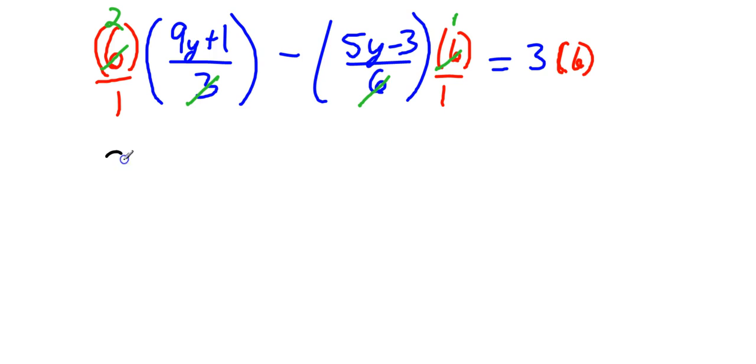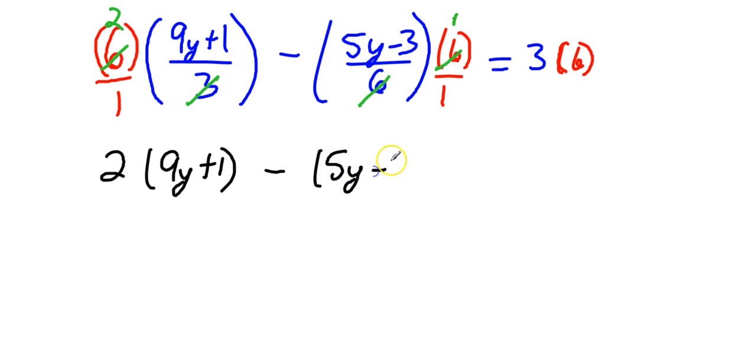So now, here's where you got to be a little bit careful. You've got 2 times 9y plus 1 minus 5y minus 3 times 1. And then 3 times 6 is 18. Okay, now, here's where you don't want to get in too big a rush, because sometimes people will see the 2 and they'll go, oh, I'll just do 2 times 9 and make it 18. It is, but it's also 2 times the 1. You've got to do distributive property, because that whole expression, just like this one, is considered in the parentheses with it.